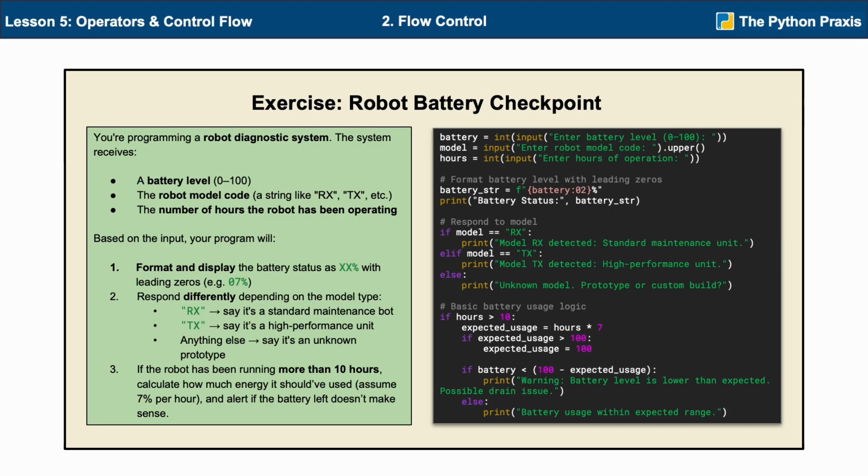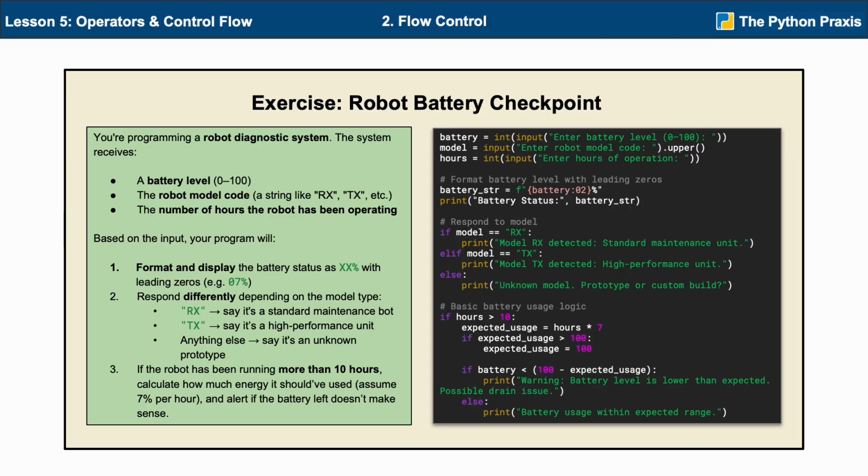Let's deal now with a bigger project, a robot battery checkpoint. We are programming a robot diagnostic system. The system receives a battery level from 0 to 100, the robot model code, that is a string like Rx or Tx or something else, and the number of hours the robot has been operating. Based on the input, the program will format and display the battery status as a 2-digit number, followed by the % symbol, with leading zeros if needed.